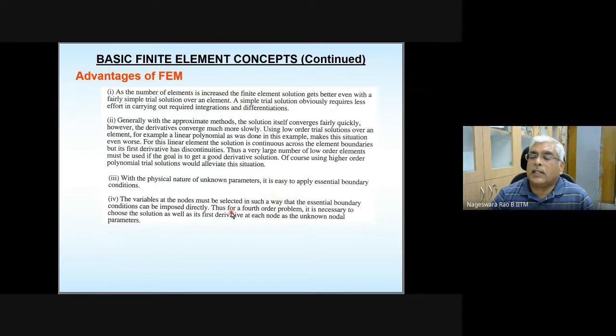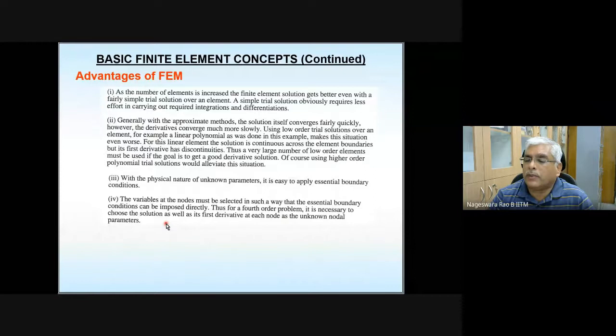Suppose you want to apply... or here, let's read the second sentence. Thus, for a fourth order problem, it is necessary to choose the solution as well as its first derivative at each node as unknown nodal parameters. Fourth order differential equation or fourth order problem.